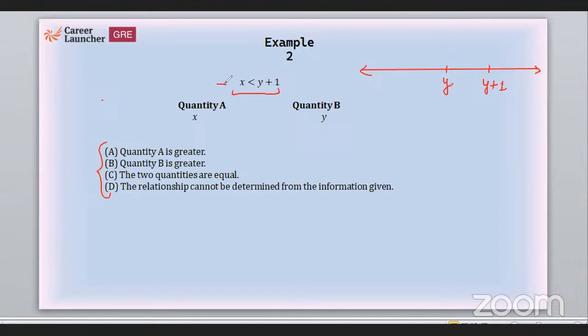And if you are given the information that x is smaller than y plus 1, then x can be greater than y, it can be less than y, it can be equal to y also, right? X can take any value. So can we compare x and y? No. Sometimes it's greater, sometimes it's smaller, sometimes it's equal. So the answer should be D in this case.